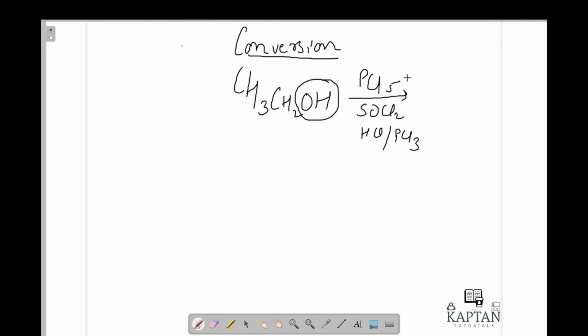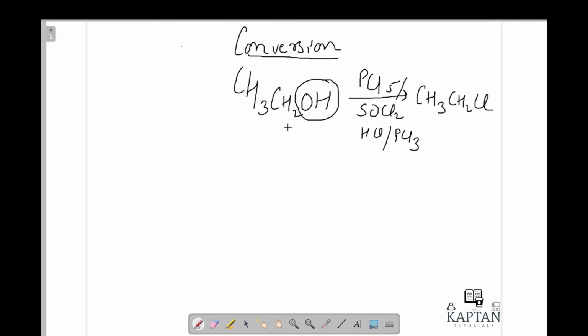Any of the reagents we can use, and we can change this OH group into a halogen group, and the reaction will be CH3CH2Cl. So what has happened? It has changed into CH3CH2Cl.